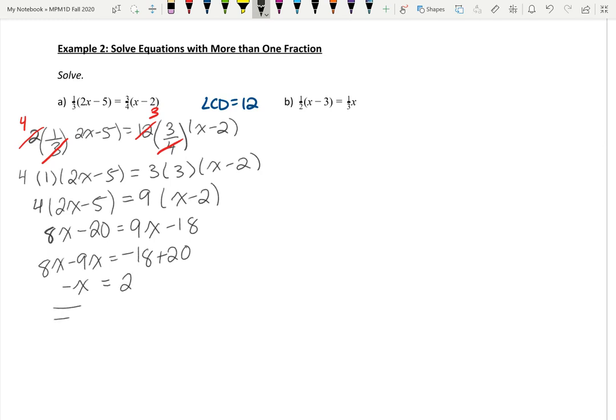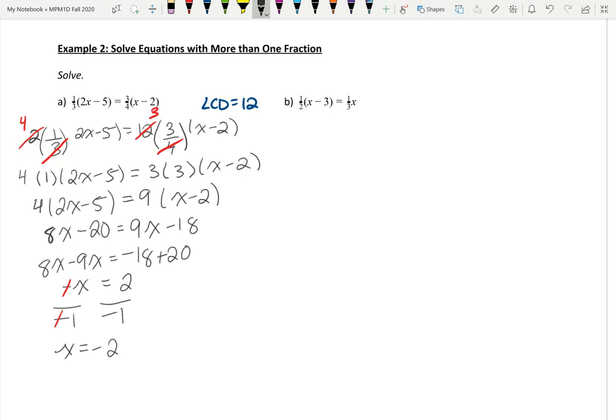Okay, and I'm going to divide both sides by negative 1 so that I cancel out that negative in front of the x, because I'm not solving for negative x, I'm solving for x. So I need to make sure that my x is positive at the end.